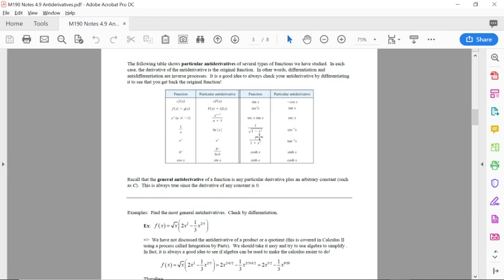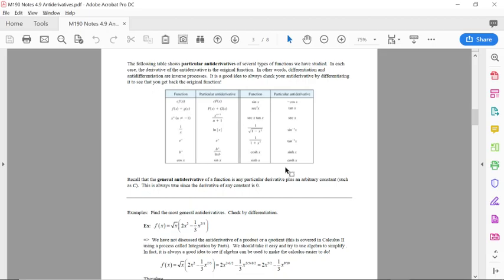Okay, recall the 1 over 1 plus x squared function? That was the derivative of arctangent of x. We should know that so that when we are looking at 1 over 1 plus x squared, we know its antiderivative would be the arctangent of x plus c if it was a general one. The hyperbolic functions, right? The derivative of sinh was cosh, the derivative of cosh was sinh. So the antiderivative of cosh is sinh. The antiderivative of sinh is cosh.